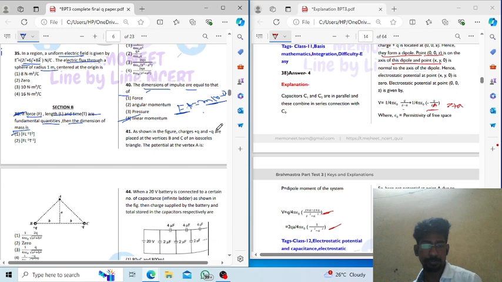Two charges plus q and minus q are there, but you have to calculate the potential at a vertex A. Here you have to calculate. So this is the basic thing. This is mentioned in the different books, so it is a direct question from there. You have to remember the formula.